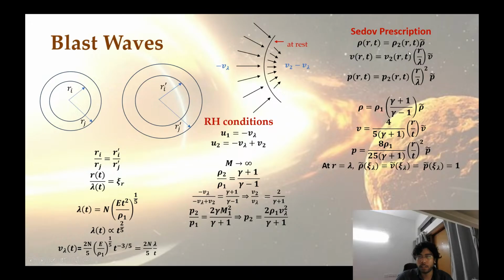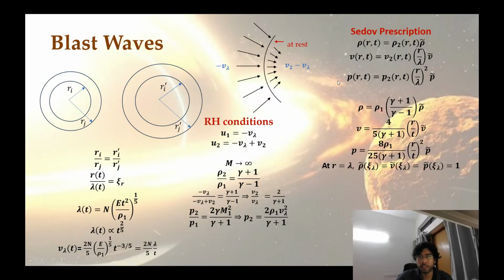We can always scale it by a constant. Similarly, we represent P as P2 times R by lambda whole square times P tilde. Again, this is a constant. And we'll see that if we do it like this, taking a single power of R by lambda here and a second power of R by lambda there, it reduces to a better expression. So that's why we do it like this.